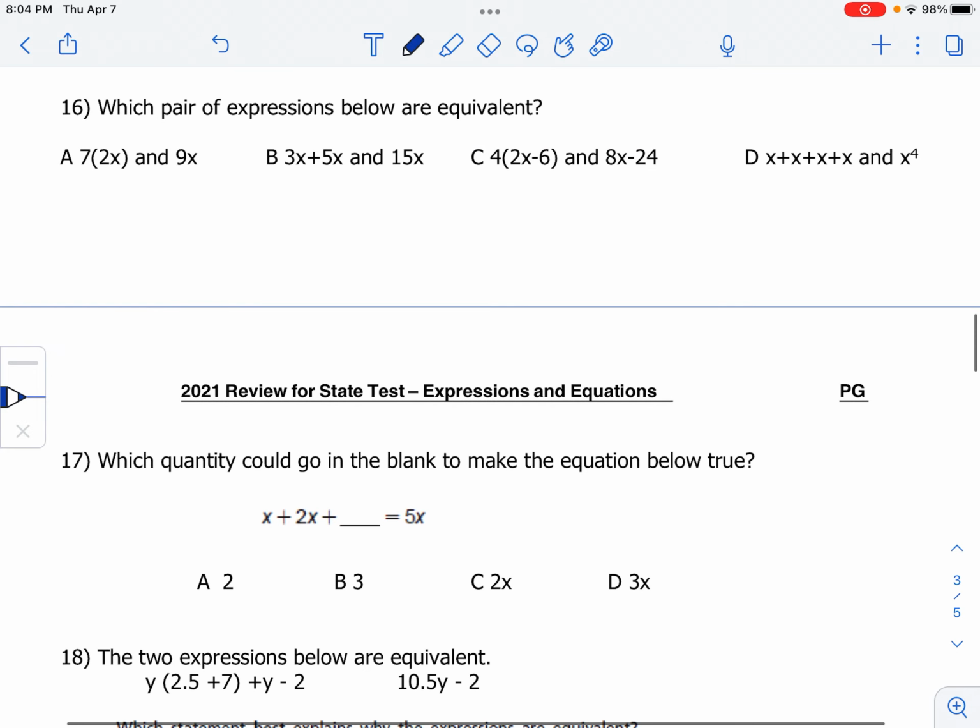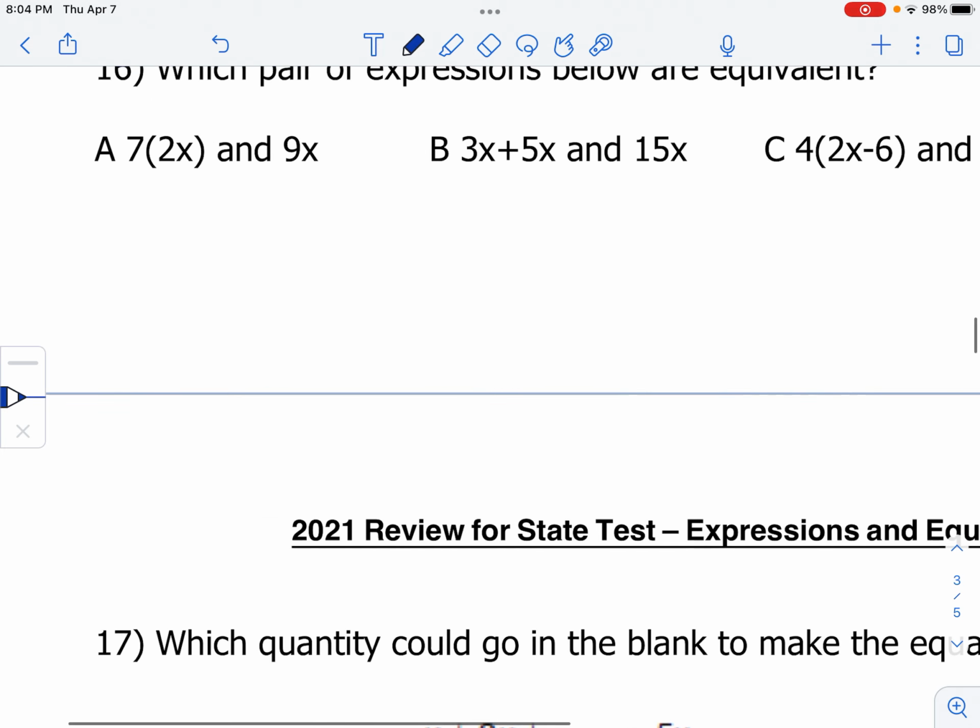Okay, next, number 16. Which pair of expressions are equivalent? All right, so 7 and 2 can be multiplied together. That's going to give us 14x. That's not equal to 9x. 3x plus 5x, when we add the coefficients, becomes 8x. That's not equal to 15x.